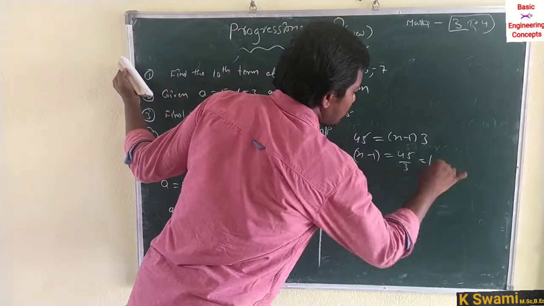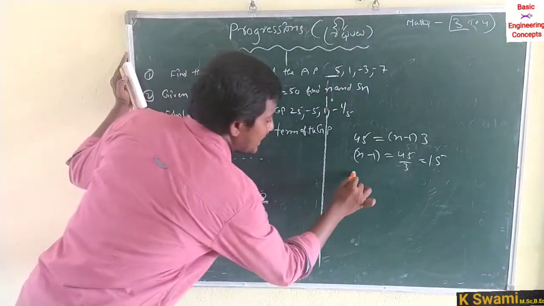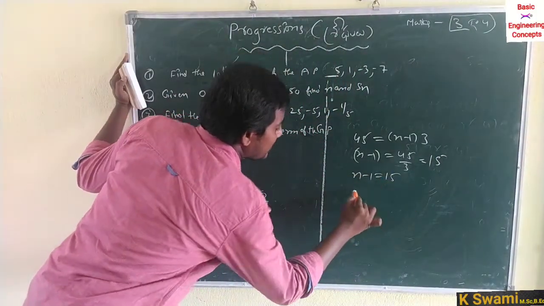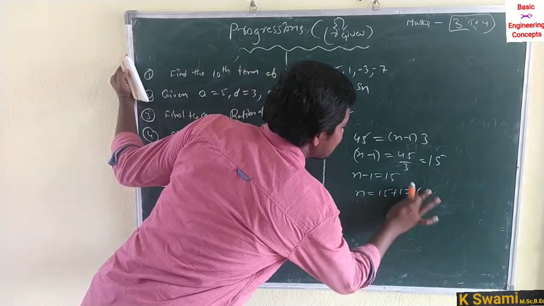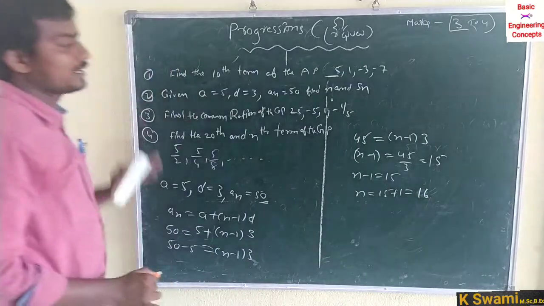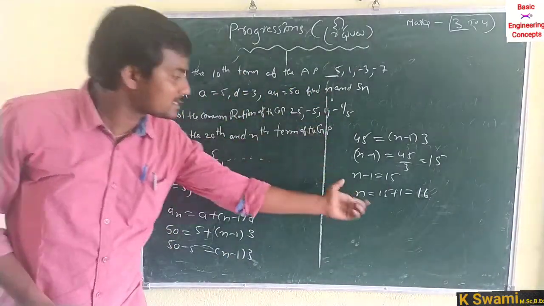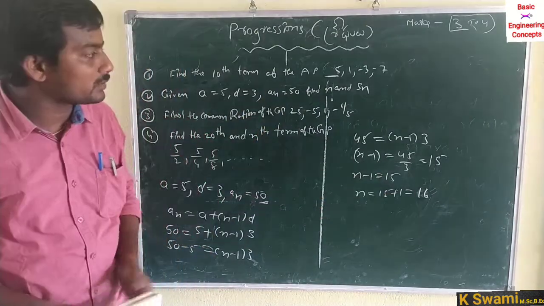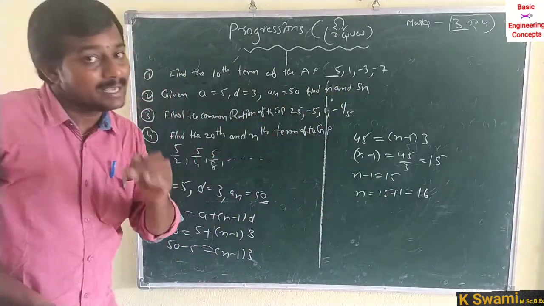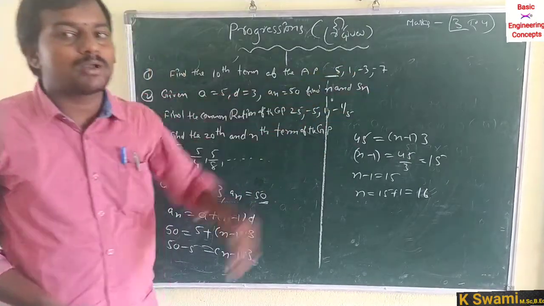15 3s are 45. n minus 1 is equal to 15. n is equal to 15 plus 1, which is 16. n is equal to 16. The number of terms in the given series is 16. ఇచ్చిన శ్రేణిలోని పదాల సంఖ్య 16 అవుతుంది. And the sum of the terms in the given series, ఇచ్చిన శ్రేణిలోని పదాల మొత్తాన్ని కూడా కనుక్కోమన్నాడు.